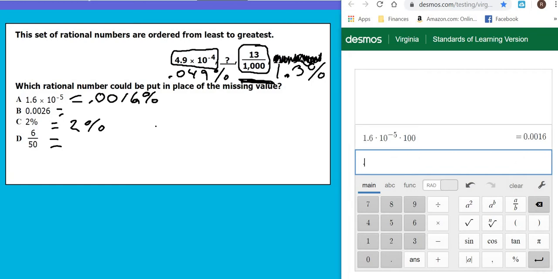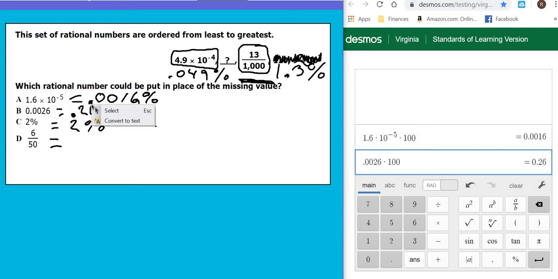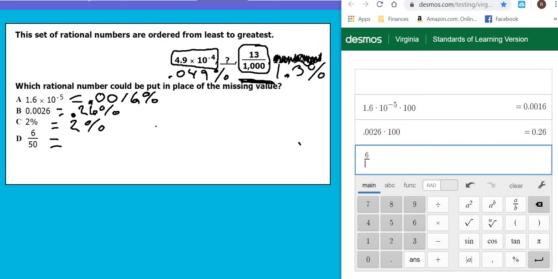So let's look at the next one. So we're going to put in 0.0026. We want to make it a percent, so we have to multiply by 100, and that gives us 0.26%. I'm going to make that decimal a little clearer so you can see it. So you've got 0.0016%, 0.26%, 2%, and now let's give our last choice 6 divided by 50. Again, we're going to make it a percent by multiplying by 100, which is 12%.